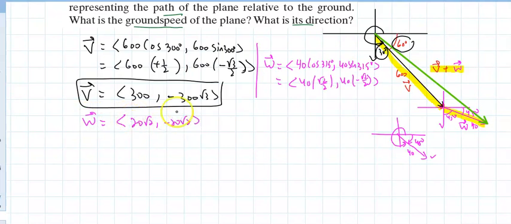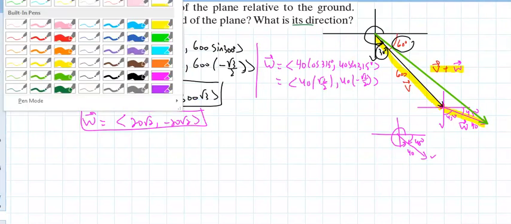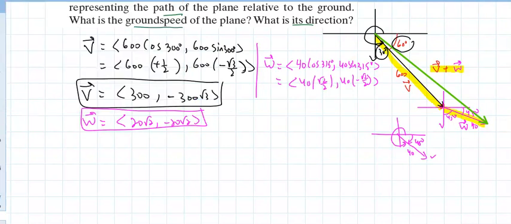By the way, I did finish this problem in the previous section, but they wouldn't let me upload it in YouTube.